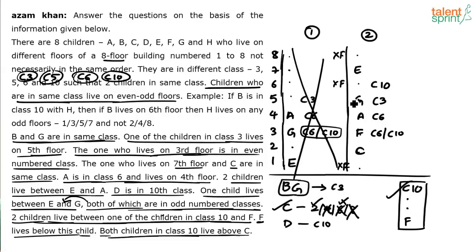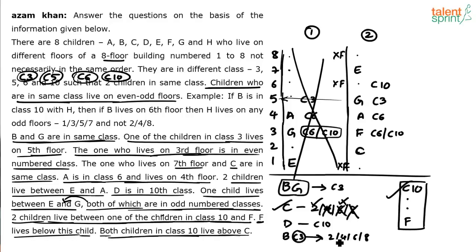Also, since G is on an odd numbered floor, see, G is on 5th floor, B should come on 2nd floor or 4th floor or 6th floor or 8th floor. Yes or no? So the possible positions for B, who is in class 3, should be 2, 4, 6 or 8. You don't have to write this, only for the sake of explanation, I'm writing it here, right? B will be in class 3, that is for sure. He will be on 2nd or 4th or 6th or 8th floor.